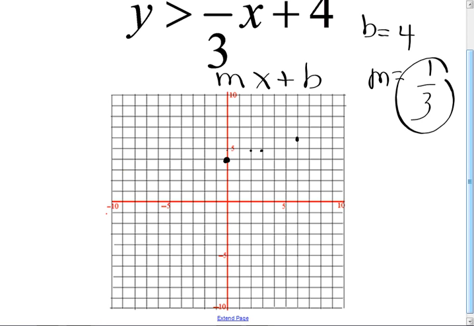If I don't have a graph, it's okay. I can still draw a sketch. Now, I am not going to make a solid line because this is greater than. This is going to be a dotted line, because I want to go right up to that boundary, but I don't get to touch the boundary. Okay, Henry? So what kind of line am I going to draw here? Got it.